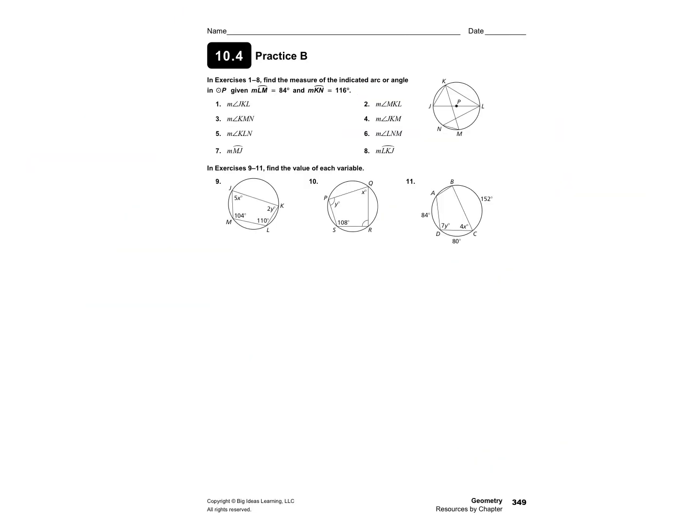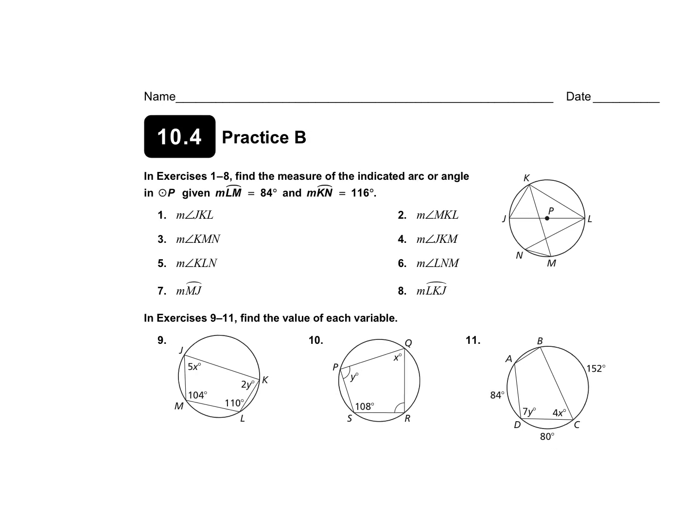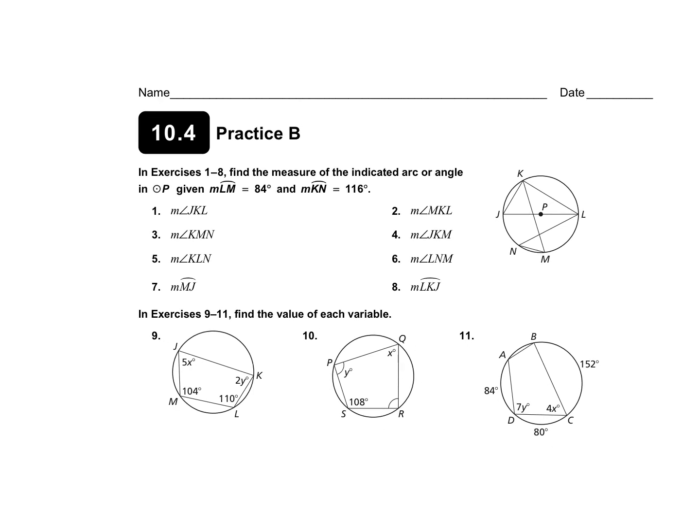So let me fill in what was given to me. I was given that arc LM right here is 84. I'm also given that arc KN is going to be 116. Now, I don't necessarily have to answer them in order. I could do it out of order if necessary. So let me find JKL. Let's see if I can do it without filling in the whole picture.